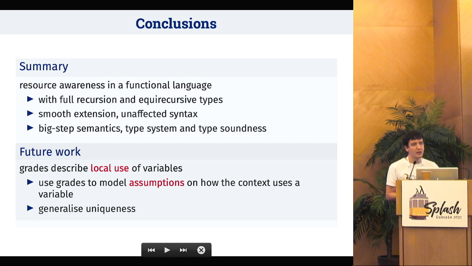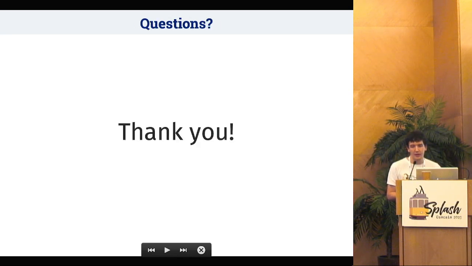Concerning future work, what we are currently investigating: the grades, as I described, basically give an approximation of the local usage of resources in a term. But in many cases, we may need a way to specify assumptions that the term needs on how the environment uses the same resources. And we are investigating the possibility of using grades to specify such assumptions. And this would hopefully lead us to a common generalization with uniqueness types, which are quite used in the literature. So that's all I wanted to say. Thank you for your attention.